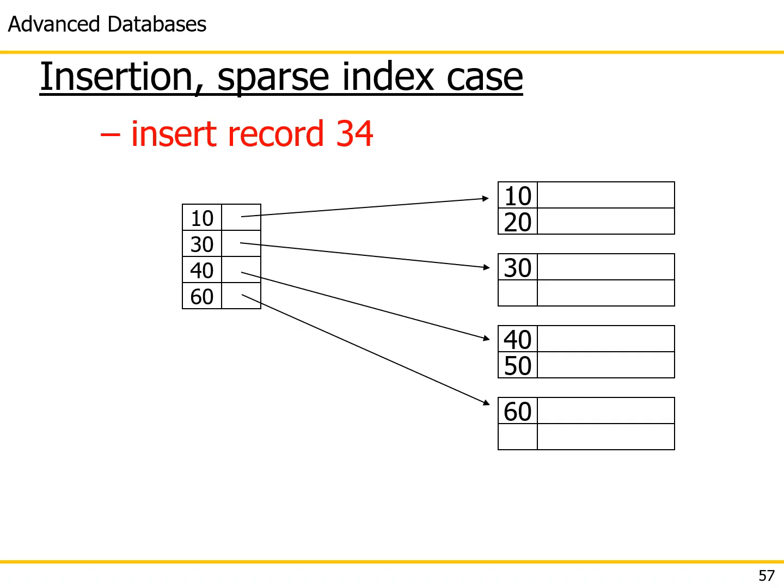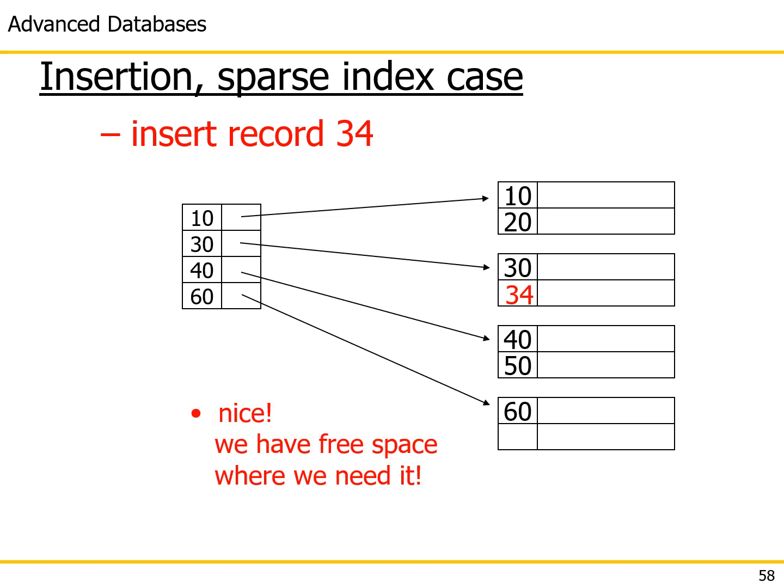It's got to go between the 30 and the 40, so I track the reference coming out from the 30 to the second page in the table, which has this 30 only and an empty row, and I put the 34 in the empty row. Okay, so this is nice. We have free space. We don't need to actually change anything. And then we write back this table's page, the second one, where we inserted the 34, back to disk.